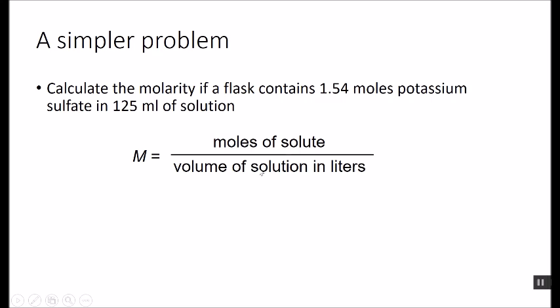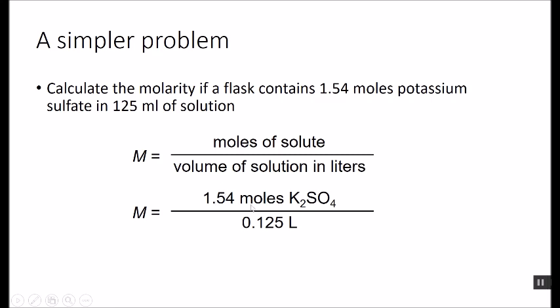So what in this equation do we have and what do we need? We have 1.54 moles of solute. We could put that in the top. Next we need the volume of the solution in liters. What do we have? We have volume in milliliters, so we're going to have to convert that from milliliters to liters. So if I do that, I'll just plug in moles on top, and this is liters on bottom. 125 milliliters is 0.125 liters, and I'll get an answer that looks like this. So this is about as simple a problem as you could come across.